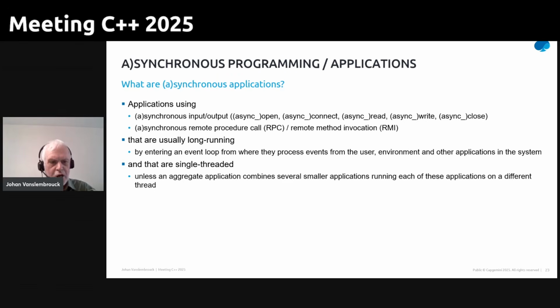Also, the applications that are the target are usually long running. So you start them and they keep running, let's say, forever until you stop the system. And they interact with the user, with the environment, or with other applications in the system. If you have client-server applications, you have the client and the server, and they potentially run for a long time. Also, applications that are single-threaded. I want to introduce coroutines to make my application single-threaded instead of multi-threaded.